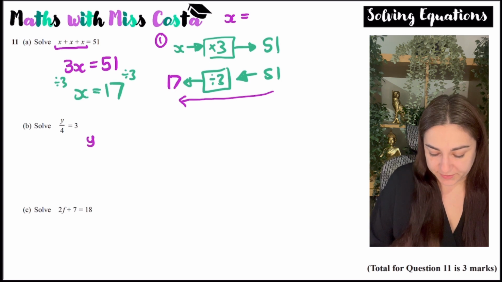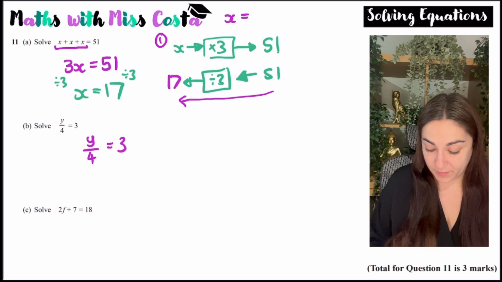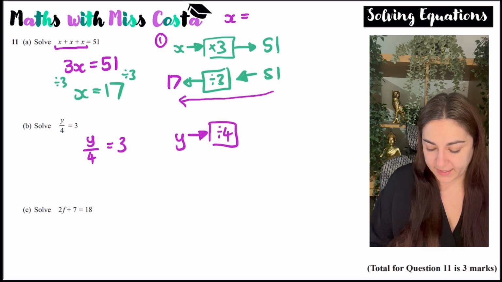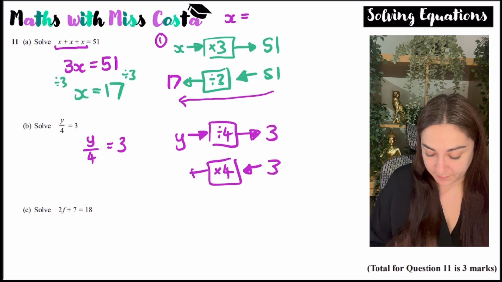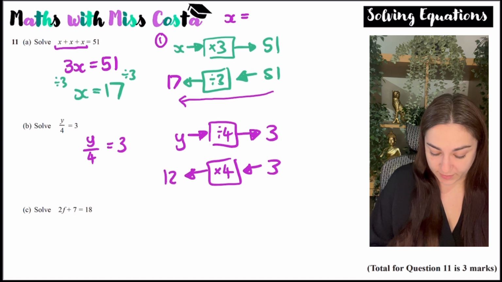So for the next question, y is being divided by 4 and I come out with 3. So as a function machine, what would I do? I'd write y is being divided by 4 and the output is 3. So then I need to work backwards to find out what's happening. The inverse of dividing by 4 is timesing by 4, and 3 times 4 is 12. So I would end up with y equals 12.